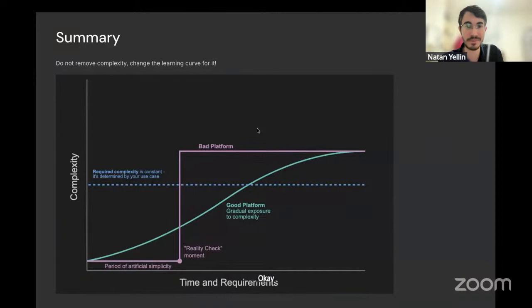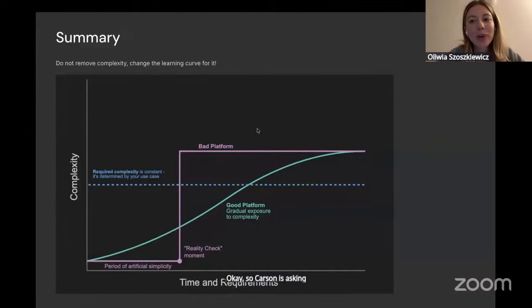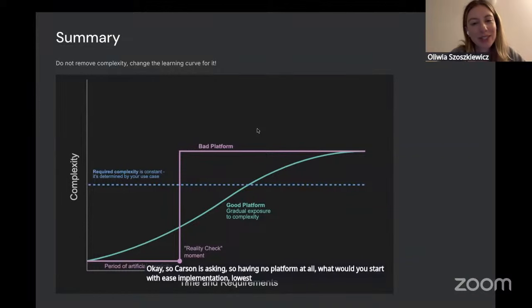Okay, next question. Carson is asking, having no platform at all, what would you start with? Easiest implementation, lowest hanging fruit? Do you have a good principle?